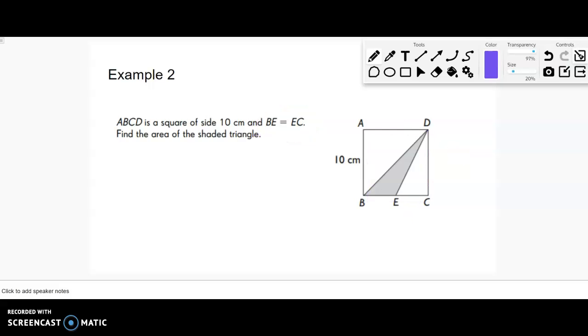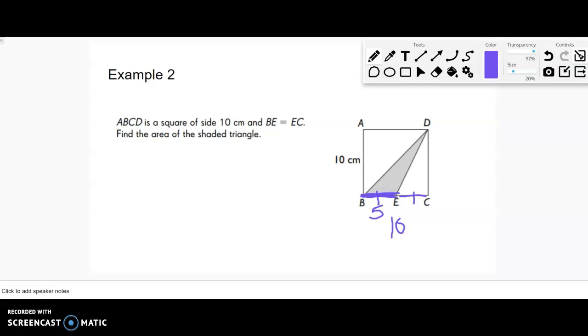So let's get rid of that just so it's not in my way. So it's telling me this here equals this here. So I could put a dash to mark that somehow. So, okay, if I know that side is 10 and I know those are equal, what do they both have to be? Well, they both have to be 5. So I can say, okay, this is 5.